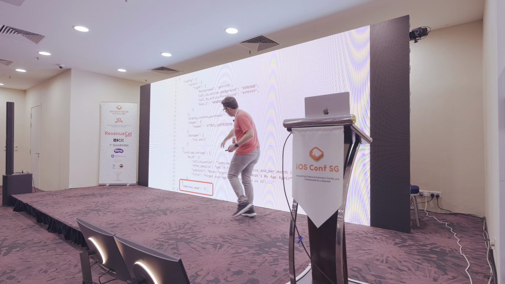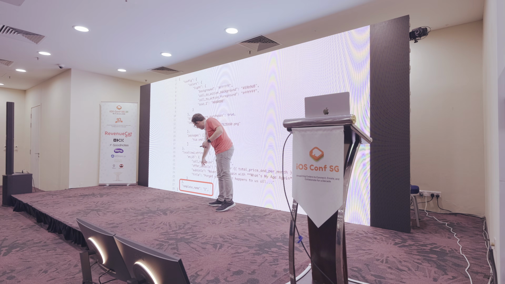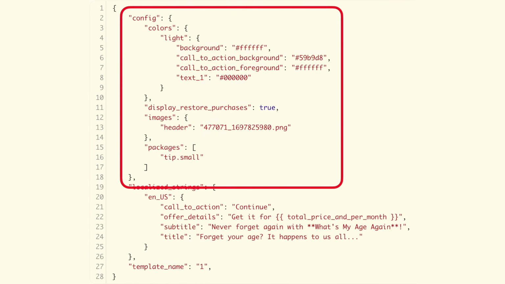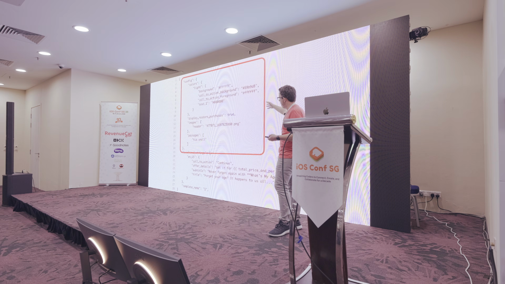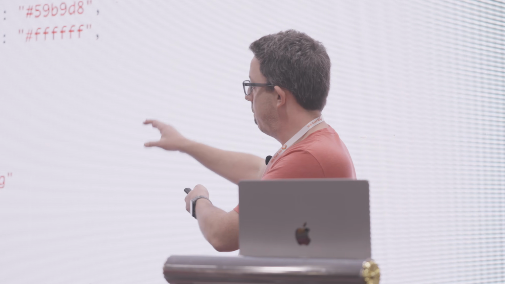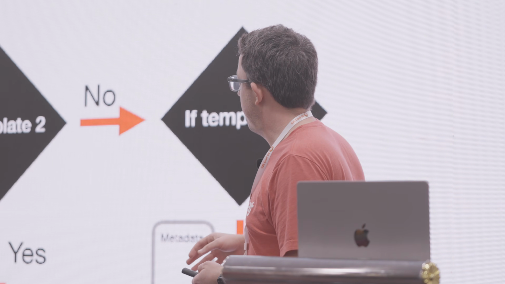Down here, it's just the template name. It just says number 1. And that's the thing that decided which template would show. And then at the top, there was a bunch of configuration options like colors, which image should show, that kind of stuff. If I had more time, I would love to go into how we did localization, because that was a big bear. But a lot of localization information would also be embedded in this JSON file.